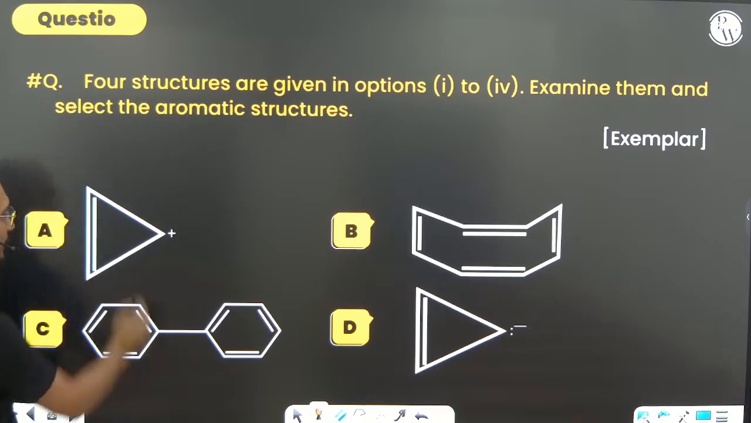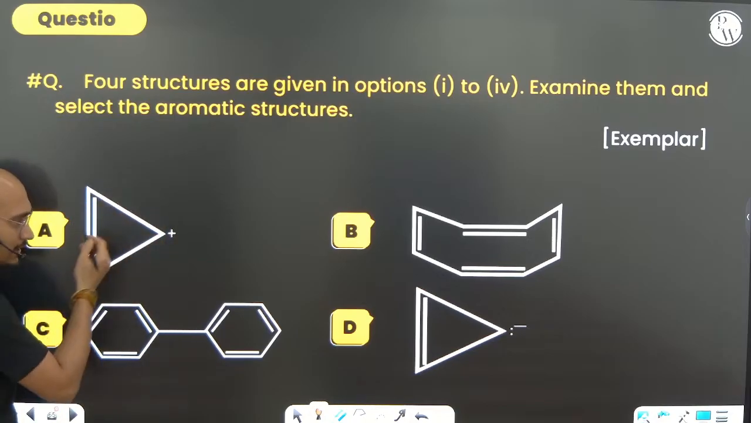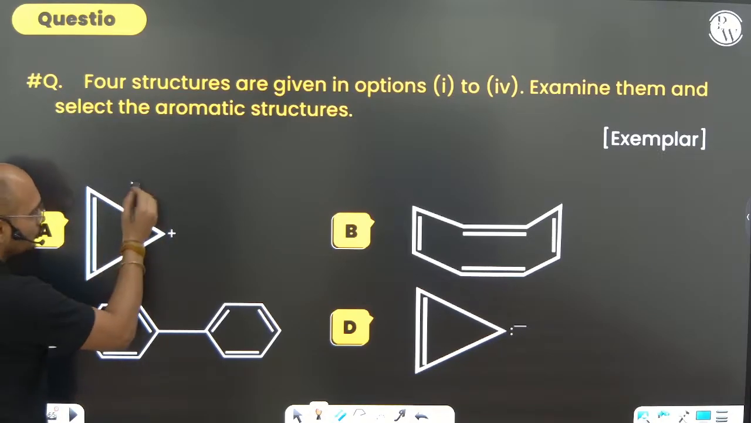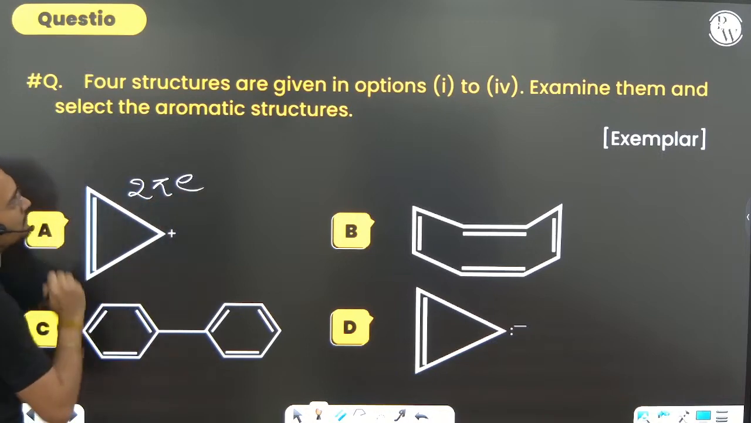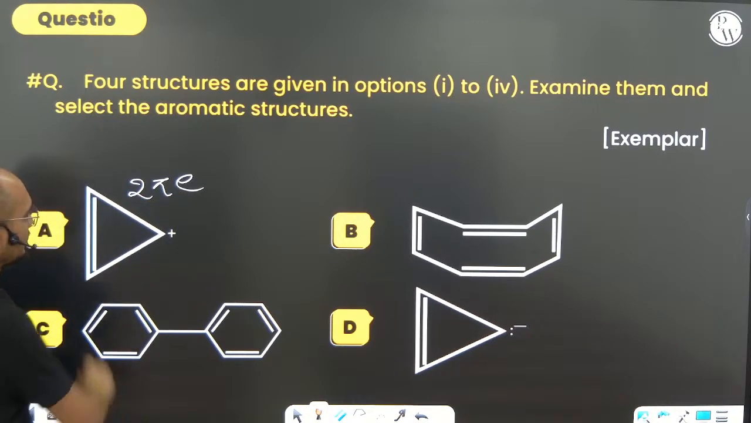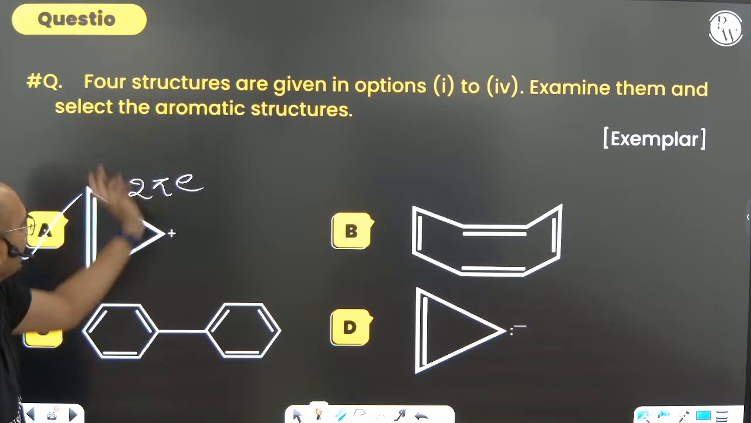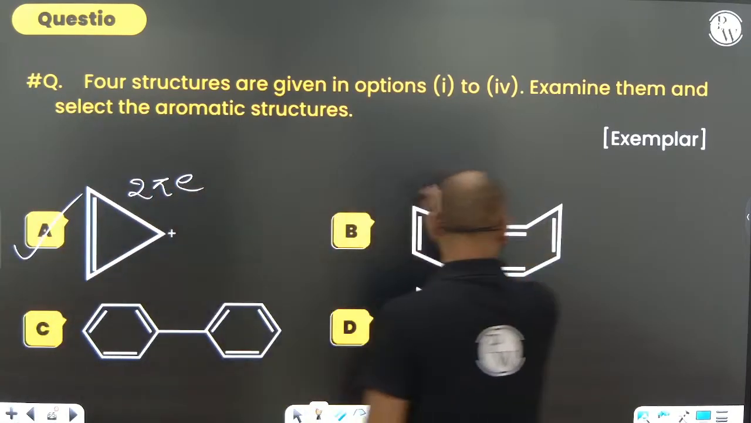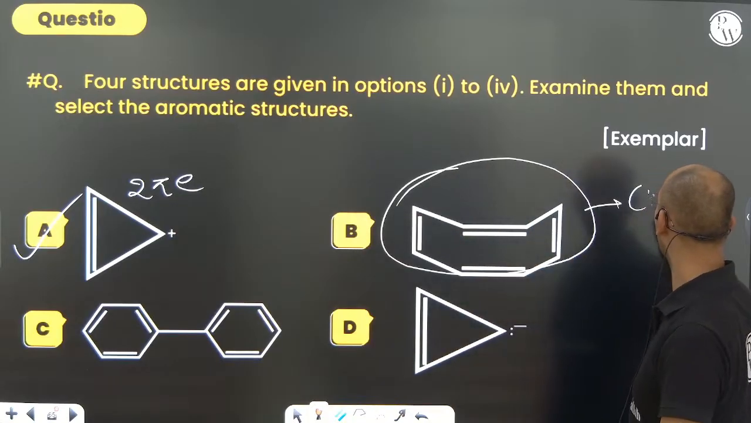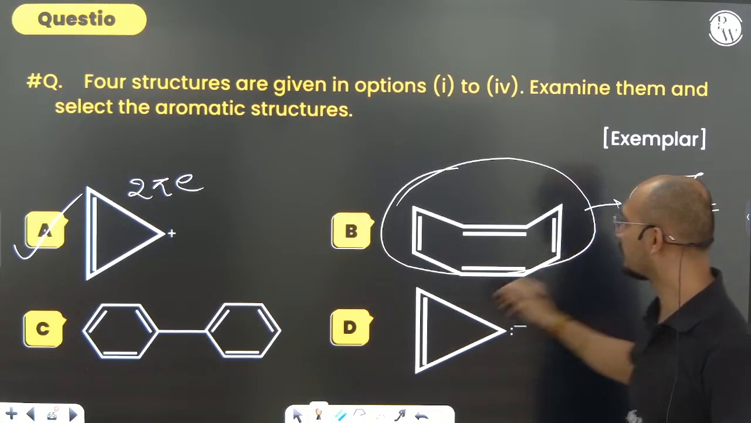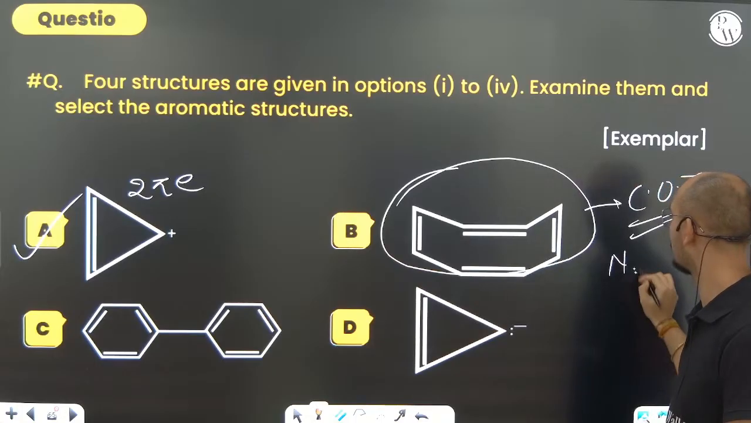Can you see how many? Is it ring? Yes. Is it conjugated? Yes. So how many pi electrons are there? Of course it is what? Aromatic. Yes, it is aromatic. Examine, select the aromatic structure. Yes, it is aromatic. It is non-aromatic. It is cyclooctatetraene. So it is non-aromatic due to non-planarity.